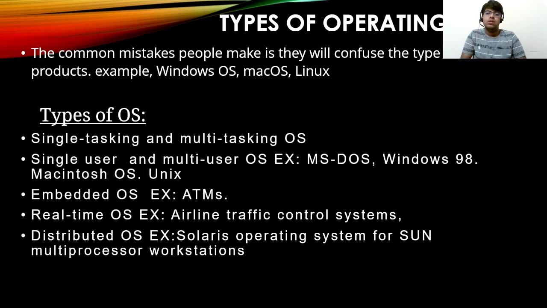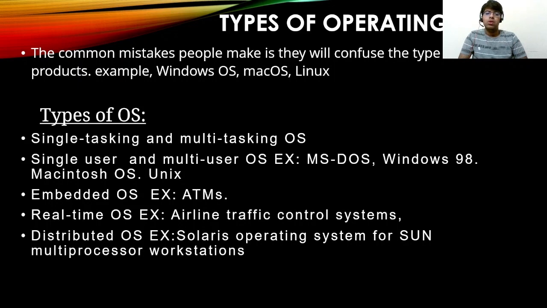Then we are seeing the types of operating systems. Now, when I talk about the types, there are some people who may get confused between the types and the brands of the operating systems. When I say brands, I mean the Windows, Mac, and Linux operating systems. Whereas when I talk about the types, I mean the single tasking operating systems and the multitasking operating systems. These are based on the number of tasks the operating system can perform. Then based on the amount of user usage, we have single user and multi-user operating systems.